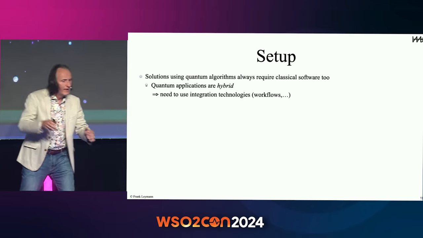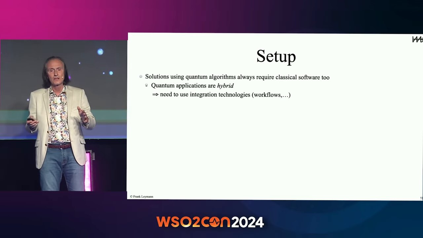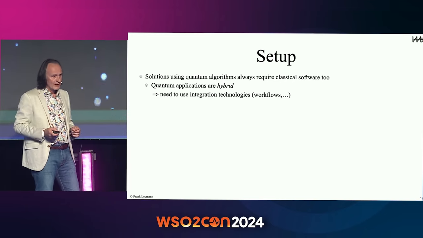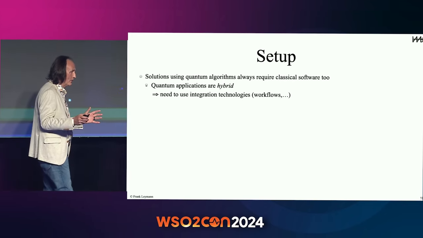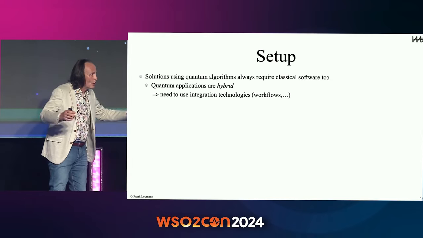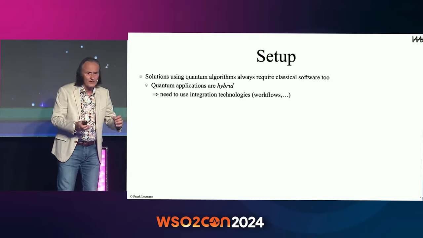So the setup, first of all, is that solutions that use quantum algorithms to produce software always need to combine classical software and quantum software. We call these kind of solutions hybrid. So you need to use integration technology, like workflows or variants of Ballerina, in order to build an application that is exploiting quantum.